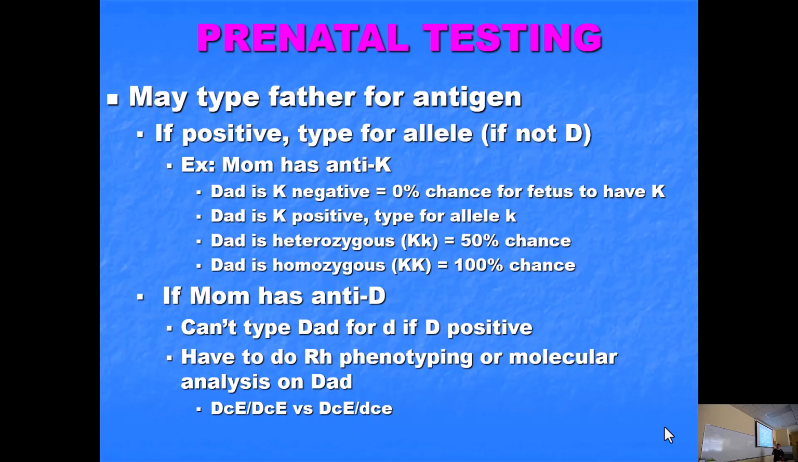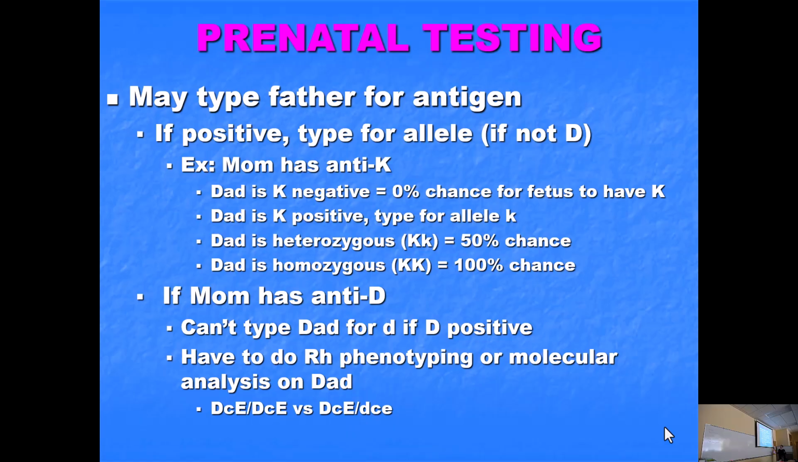So, for example, mom has anti-big K. If dad, sperm, is K negative, 0% chance for the fetus to have K. Best case scenario. Dad is big K positive, we're going to type for little k. Most people are going to be big K, little k, right? Because 99.9% of people have little k. 50% chance. Dad is homozygous big K, 100% chance, because no matter what, they're going to get one big K, so they're going to have that antigen.